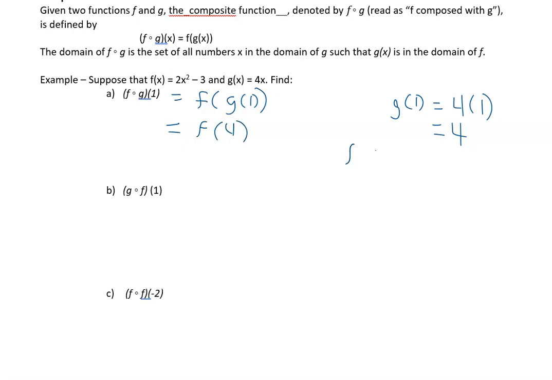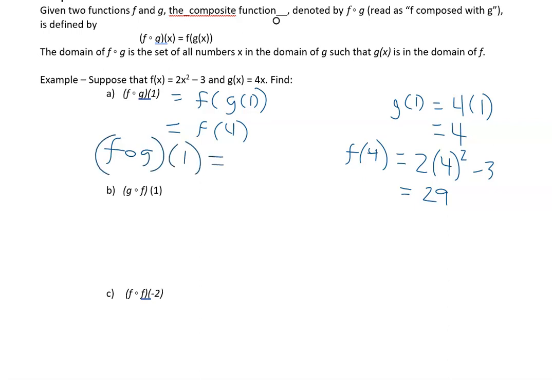So we find f of 4, and we do it the same way we've always evaluated a function. We plug 4 in everywhere there's an x, and then we simplify. So we have 2 times 4 squared. Well, 4 squared is 16. 16 times 2 is 32, and 32 minus 3 is 29. So f composed with g of 1 is going to be equal to 29.